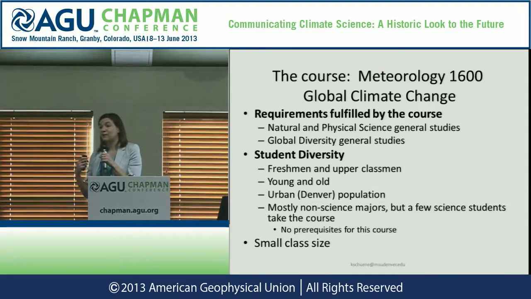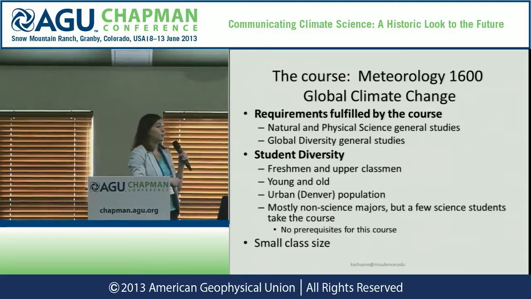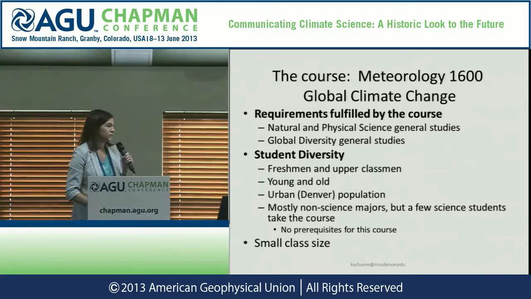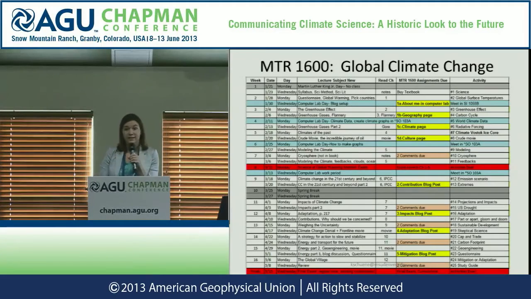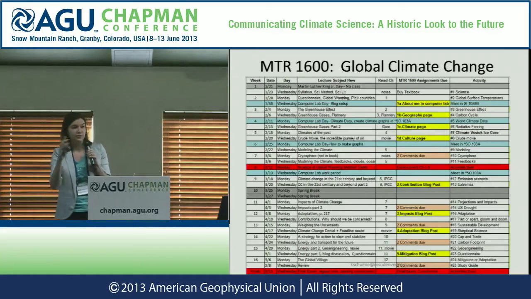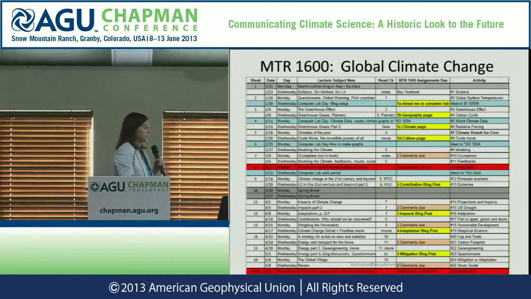We have freshmen. I have a class of all freshmen called first-year success students, and they're mostly 18-year-olds, but I also have other sections of mixed ages, very different backgrounds of the students, kind of an urban population, and there's no prerequisite for the course, so it's mostly non-science majors, although I do appreciate the occasional science major in the class. And the largest class size is 35 students, but I do teach 4 classes at a time, 2 of this and 2 meteorology courses, so there's a lot that goes on in my life.